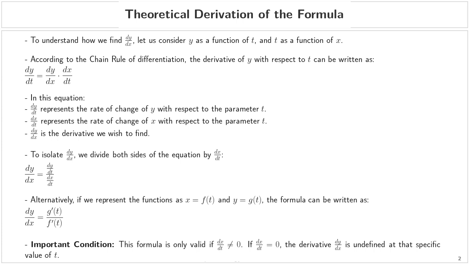However, there is one critical condition you must keep in mind. This formula is only valid if dx by dt is not equal to 0. If dx by dt equals 0, we would be dividing by 0, which means the derivative dy by dx is undefined at that specific value of t. We will see later how this relates to the geometry of the curve.